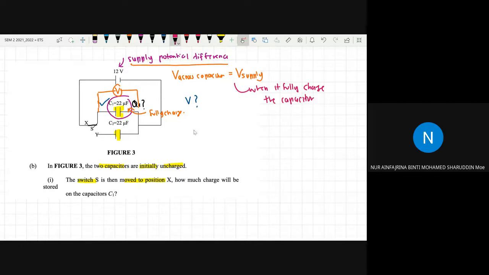So senang saja kalau kita nak cari jawapan dia, pakai formula ni saja. C equals to Q over V. Because you already know your C, your capacitor, so 22 times 10 to the power of negative 6, you are going to look for the charge. So ini C1, and the potential difference dia adalah sama dengan supply potential difference, which is 12. So you akan dapat you punya charge, which is 2.64 times 10 to the power of negative 4 Coulomb. Okay, boleh? Because the question asks us how much charge will be on the capacitor C1.